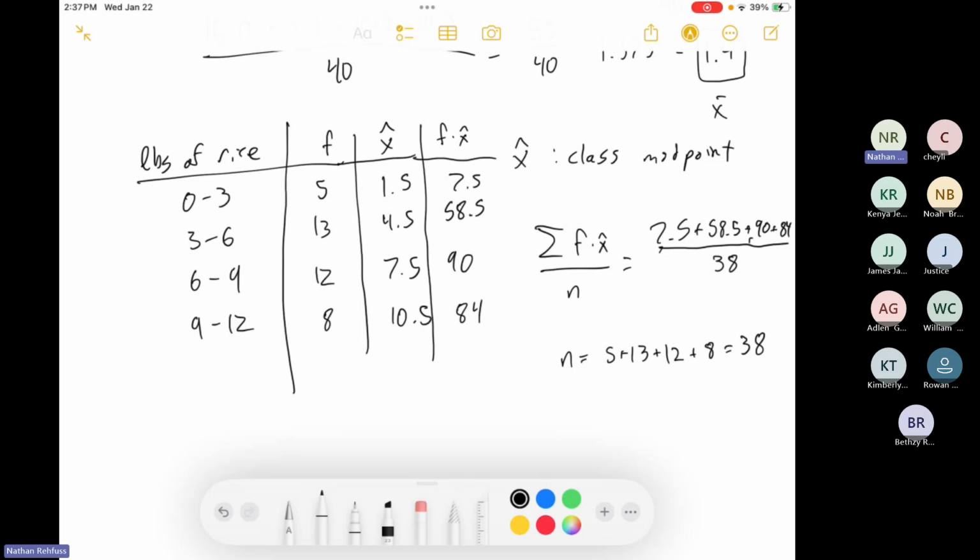What would that be? 7.5 plus 58.5 plus 90 plus 84. So there are 240 pounds of rice by our approximation. And so 240 divided by 38. The computer says 6.3158. But our data didn't have any decimal points, so we'll report the mean as 1 decimal point. On average, there were 6.3 pounds of rice in each kitchen.